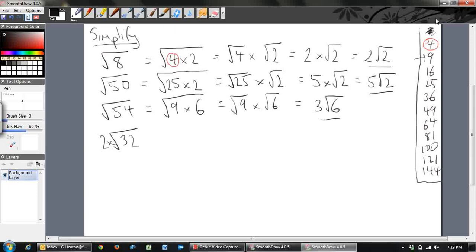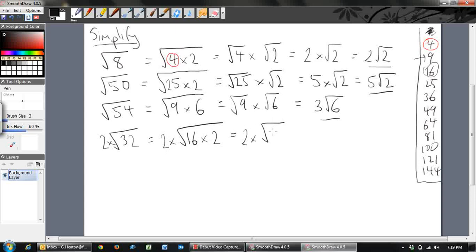But just a little trick, we're always looking for the largest number from this list that goes into 32. You'll still get the right answer if you choose 4, but you'll have to do it again, so it will take more work. So let's just go through the list. 9, no, 9 doesn't. 16 does go into it. So 16 in this case is the number that we're after. So it'll be 2 times, and inside the square root sign, let's write our magic number first. 16 times 2. Perfect, okay.